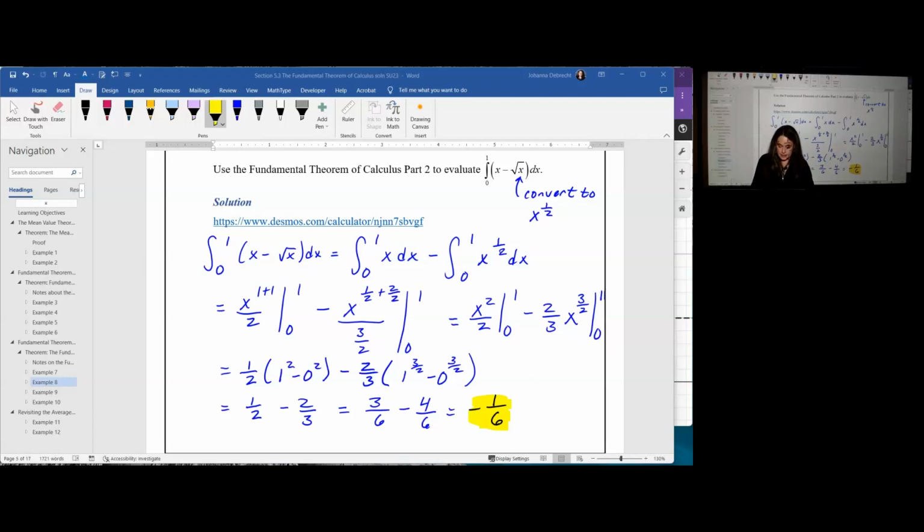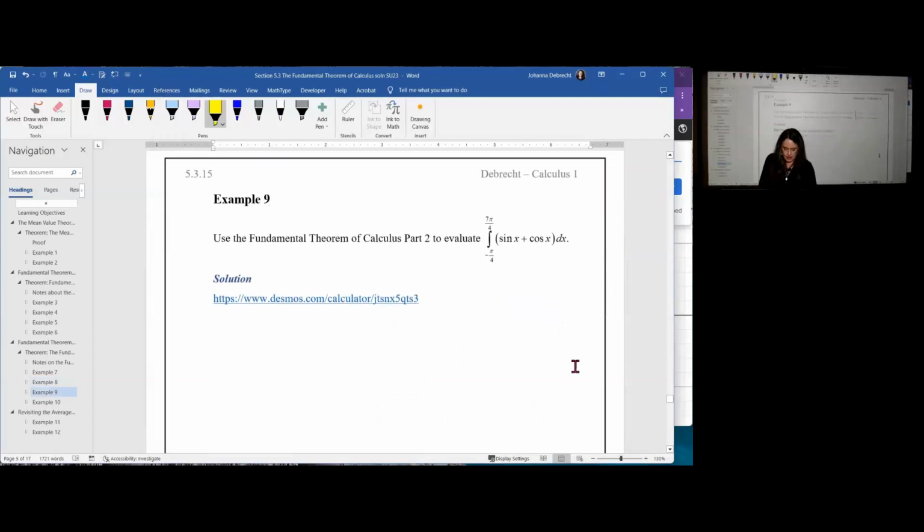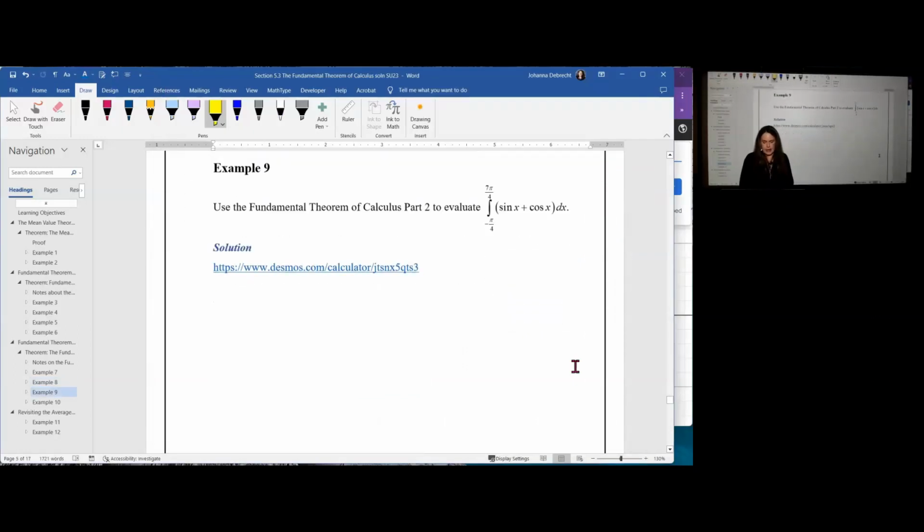Let's take a look at the graph so you can see what it looks like. The graph of it is right here, and you can see that it is in fact below, which accounts for the reason that it came up negative. In this case, 1 square unit would be from here around to here, and it does look like it's about 1/6 of that block. Let's take a look at example 9.